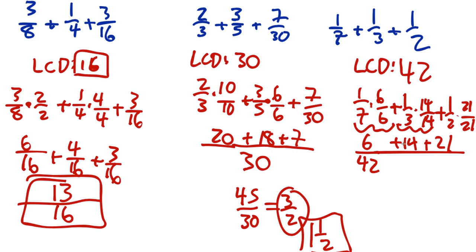So now we have 6 plus 14 plus 21 as the new numerators. So 6 plus 14 is 20, plus 21 is 41. Denominator still 42. Cool thing is that's lowest terms, so now we're done with that.